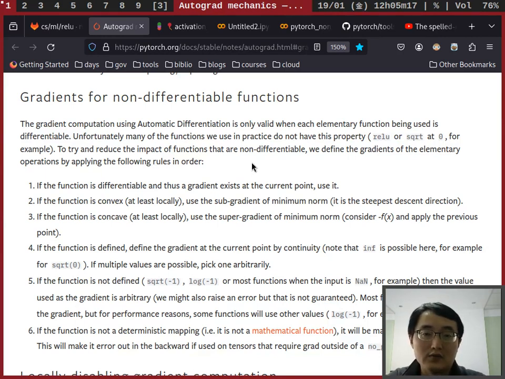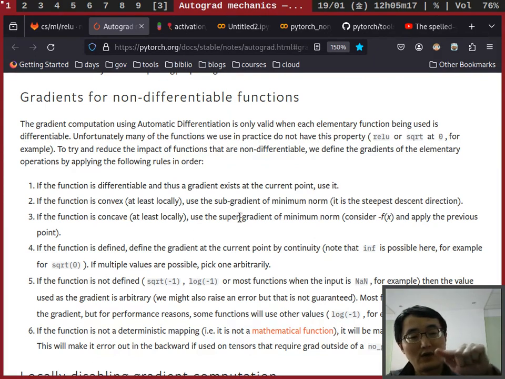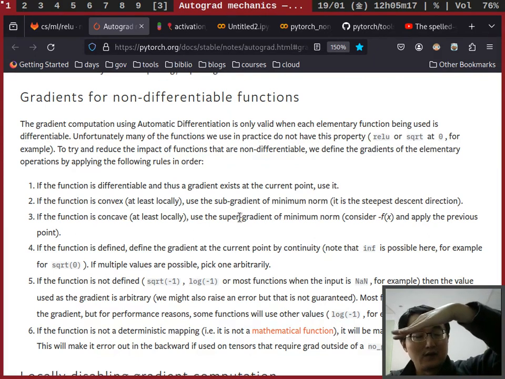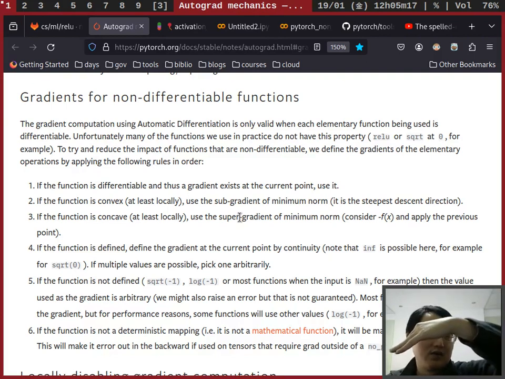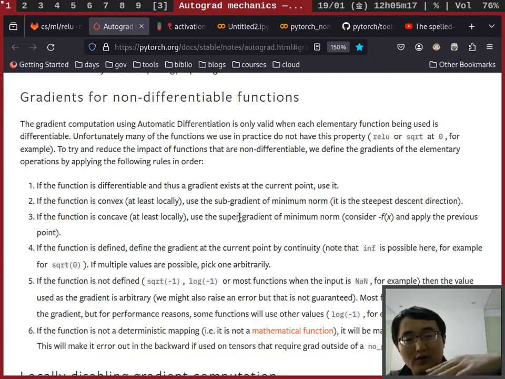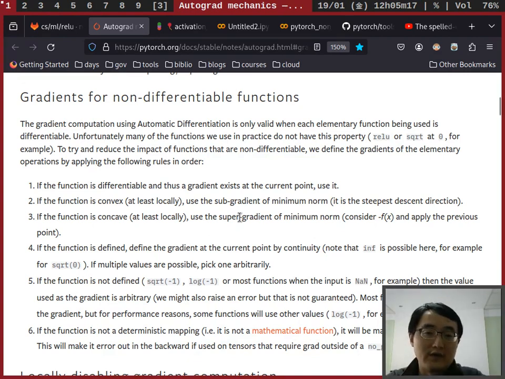Okay, so now what I would like to do is state the third point. The third point simply states that when the function is concave, then PyTorch will use the supergradient of minimum norm. So it's quite similar. A supergradient is just that when the function is concave, we will have a global bound for the function, instead of, in the case of the subgradient, something below the graph of the function f.